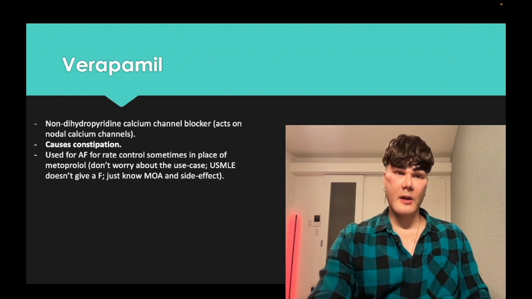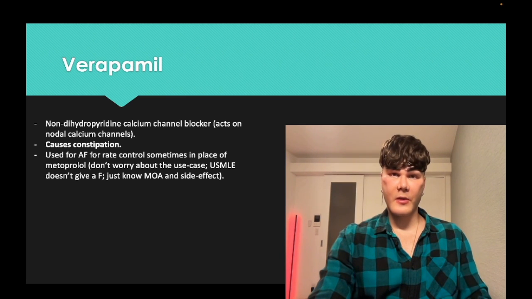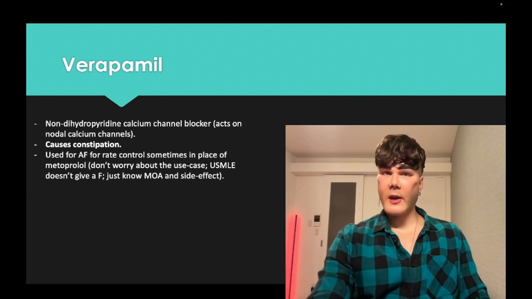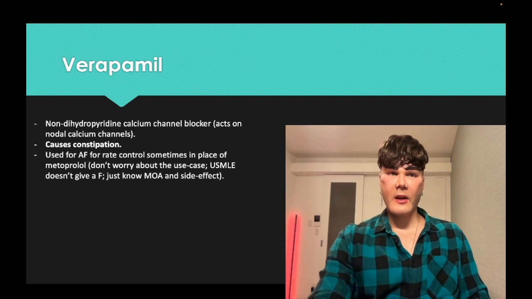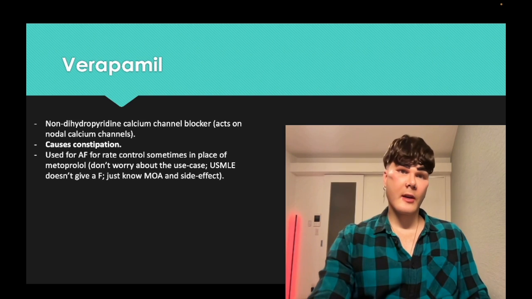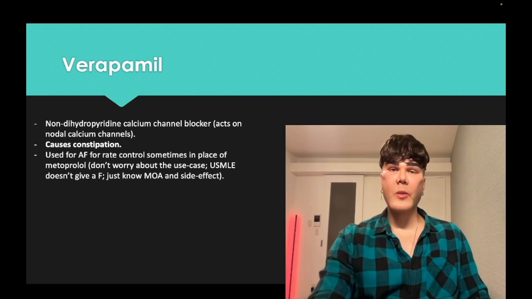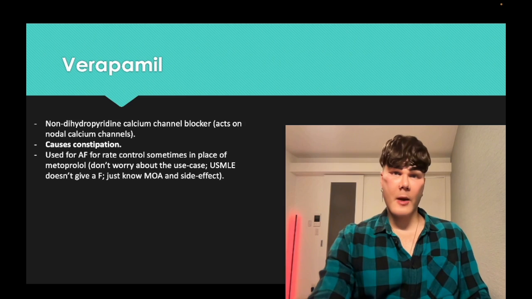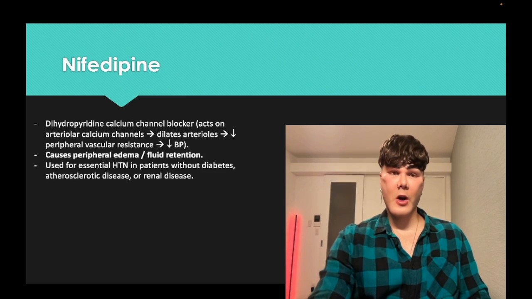So verapamil causes constipation, exceedingly high yield, especially when you get to 2CK family medicine stuff, for those of you studying 2CK right now. And USMLE doesn't care about the use case. I'm just telling you here because for some of you, when I give more context, it helps you remember. You say, okay, verapamil, non-dihydropyridine calcium channel blocker, causes constipation, but like, when would we ever use that? It's not for hypertension. Well, it can be used in atrial fibrillation sometimes. Okay, patients on a beta blocker, if that helps you remember the drug overall.